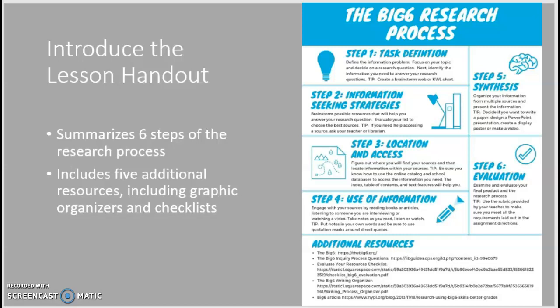The lesson handout summarizes each step of the Big 6 research model. For each step, I have given you a helpful tip to help you complete that step. In addition, there are 5 extra resources listed at the bottom of the handout. The first resource is the Big 6 website. There is also a resource that helps you write your initial inquiry question, a checklist to help you evaluate resources, and a Big 6 writing organizer. Finally, check out the article about the Big 6 from the New York Public Library. This article was written especially for students.